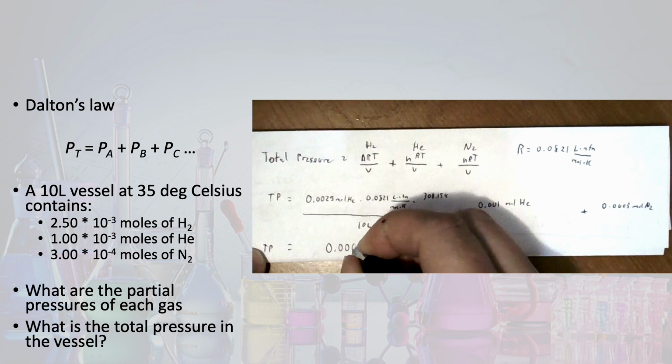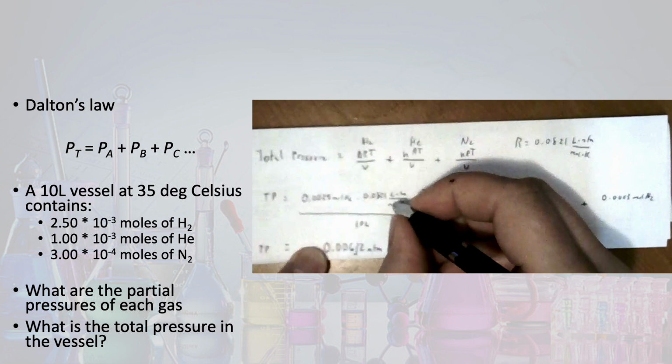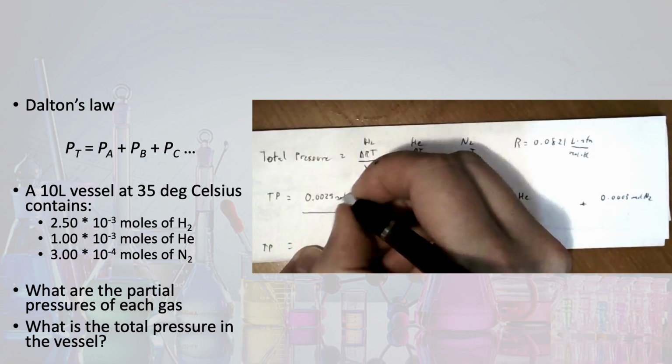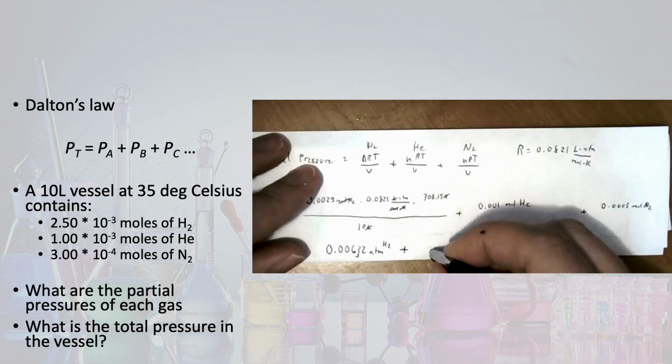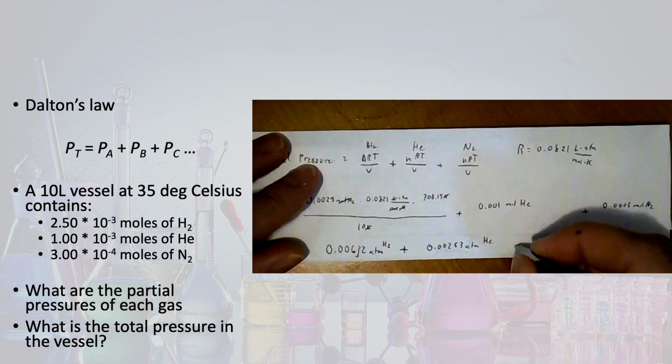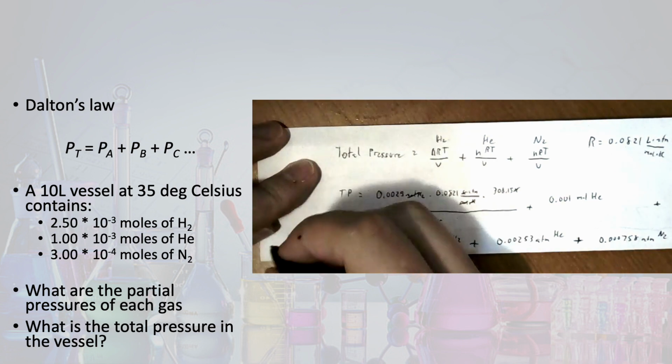So our R value is always going to be the same. Our temperature is always going to be the same. And then our volume is also always going to be the same. So all you have to do is really plug in the thing that's different for each of these, which is the number of moles. Plug it in, cancel your variables, and then just plug and chug and work your way through the problem.